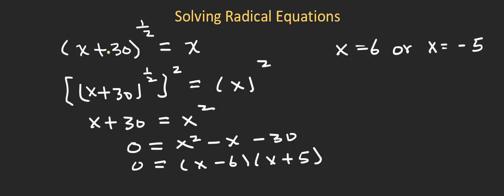Now, let's double check. 6 plus 30 is 36. 36 to the 1/2 is 6. And is 6 equal to 6? Yes. That's a solution. What about negative 5? Negative 5 plus 30 is 25. 25 to the 1/2 is 5. And 5 is not equal to negative 5. So this is not a solution. This is an extraneous solution.